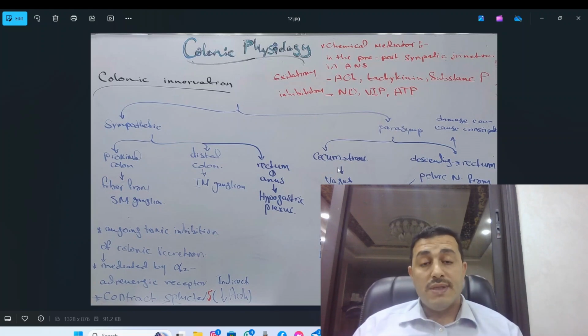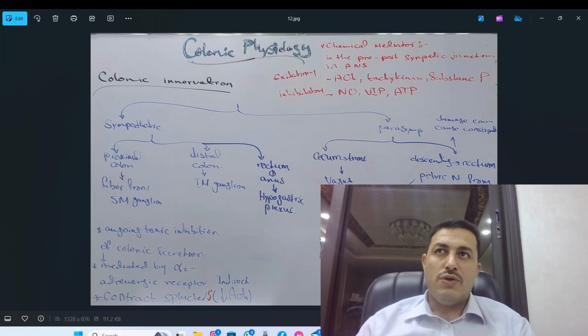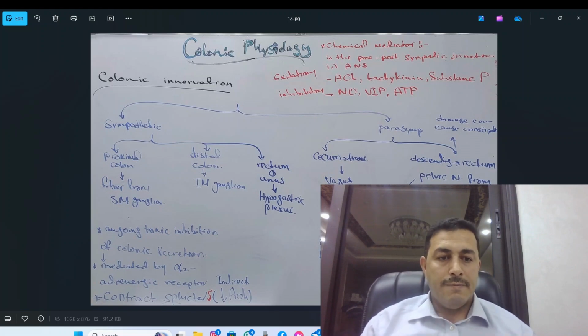Parasympathetic to the proximal colon is the vagus nerve. For parasympathetic innervation of the distal colon, we start to talk about the pelvic nerve, and they call it the nervi erigentes, I think. We will review them when we talk about rectoanal physiology.